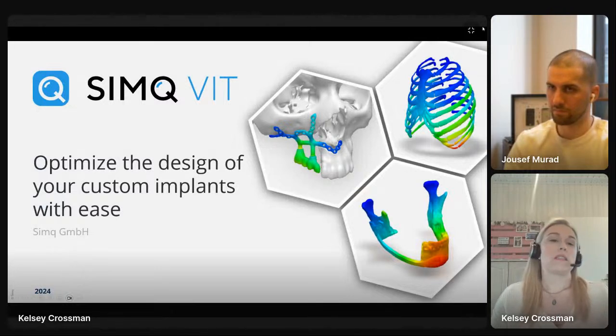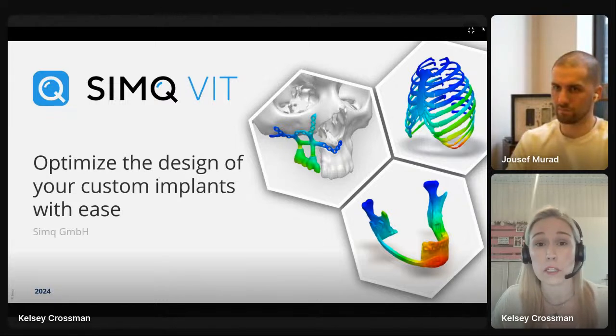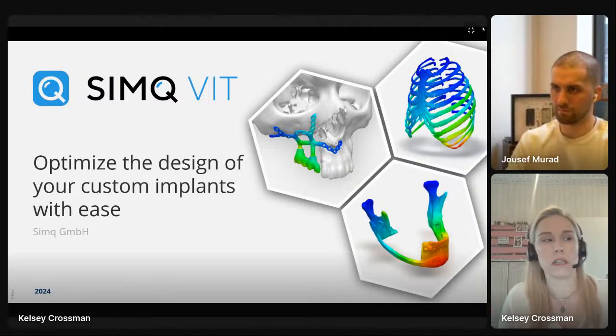Okay, so what is simqvit? The virtual implant testing software that we offer helps optimize the design of custom implants when they're designed by biomechanical engineers and with surgeons. So we can use the finite element method to test load cases on these patient-specific designs and then see how the implant deformation occurs. And then you can go ahead and see, okay, should we take the stress off a little bit here, etc.